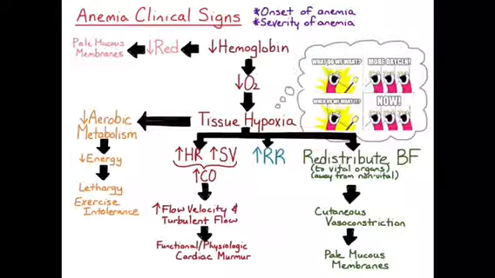Those are the clinical signs that we attribute to anemia. The most specific thing that we look for to identify anemia in the patient on physical exam is pale mucous membranes, because a lot of these other clinical signs can be seen with many other diseases.